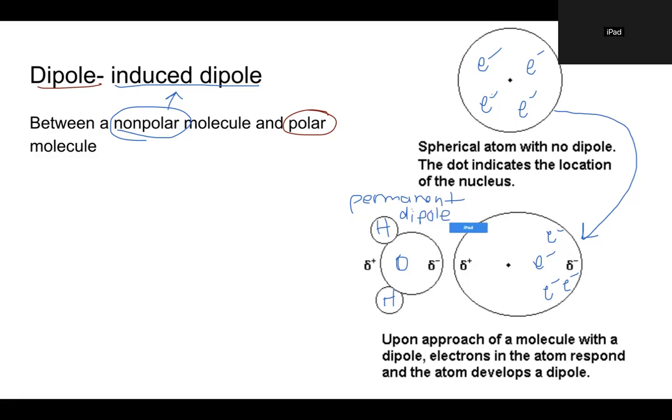As something with a permanent dipole approaches something that is normally nonpolar, we can induce a dipole, or force polarity onto something that wasn't normally polar, because the electrons in the electron cloud of the nonpolar molecule do not want to hang out nearby the partial negative. If the partial positive end was nearby, the electrons would want to hang out near the partial positive, and we would see the opposite effect. So these are the intermolecular forces between a nonpolar molecule and a polar molecule, and we could draw a dashed line between them to indicate a dipole-induced dipole.